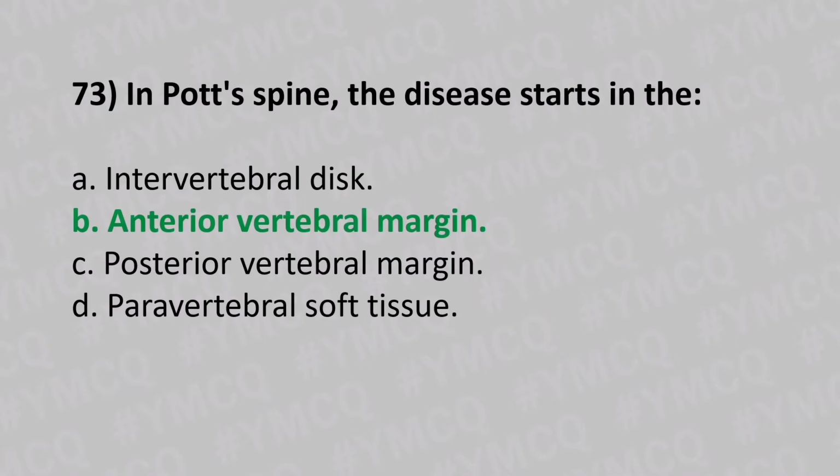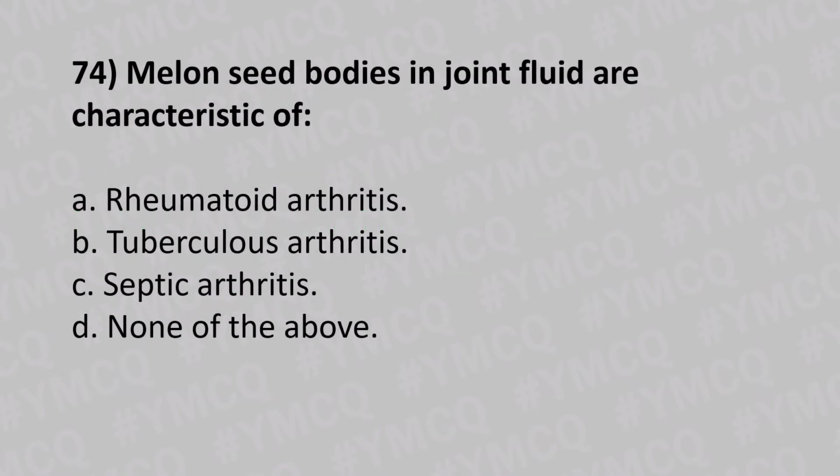Moving to our 74th question, melon seed bodies in joint fluid are characteristic of option A rheumatoid arthritis, option B tuberculous arthritis, option C septic arthritis, option D none of the above. And the answer is option B tuberculous arthritis.